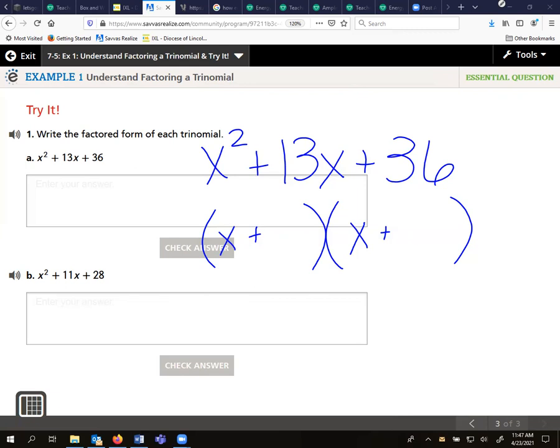But not plus in the middle. It'll be like parentheses. There, perfect. Okay, let's look at the second one here.